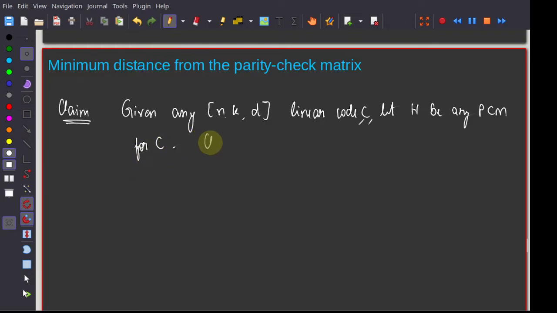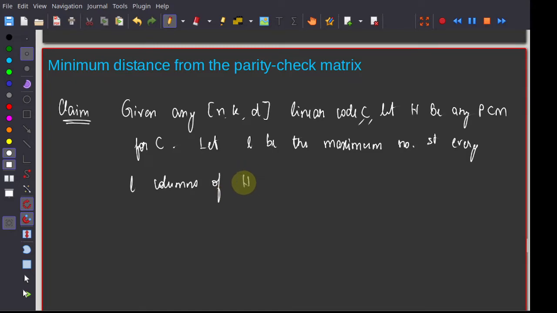My claim: for this I look at another parameter, the maximum number L such that every L columns of H are linearly independent.